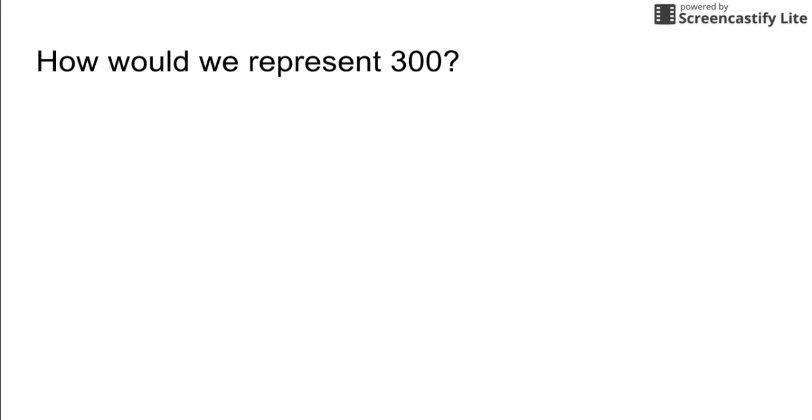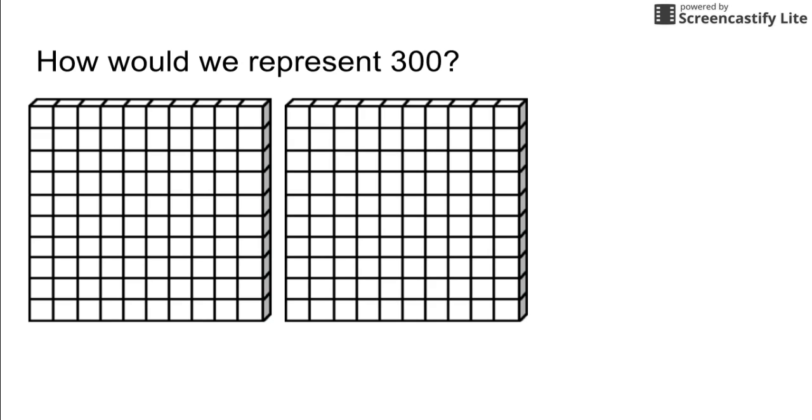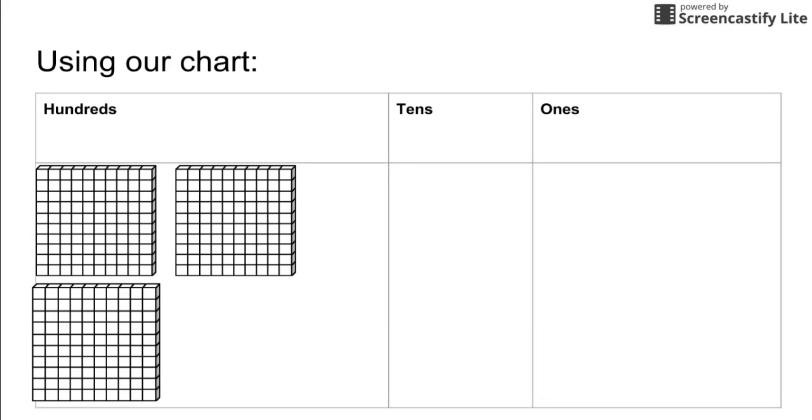So how do we represent 300? Because that's our starting value. When we're finding a difference, we have to start with a value. And our value that we're starting with is 300. And so I'm going to have 300 blocks. So each of these blocks represents 100. So three of them together is going to be representative of our 300.